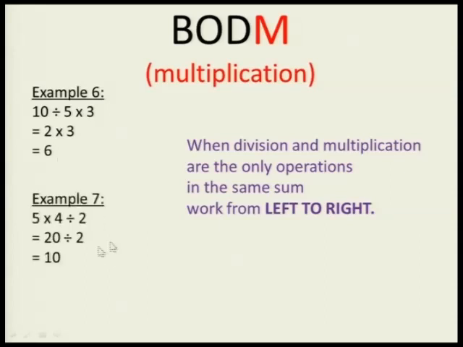The next example, you'll see the multiplication is before the division. That's in the opposite order of BODMAS. But if we look at this rule here, when division and multiplication are the only operations in the sum, there are no brackets, there's no of, there's no addition or subtraction, only division and multiplication, then you work from left to right. So we say 5 times 4 is 20, bring down the division by 2, and then we get an answer of 10.